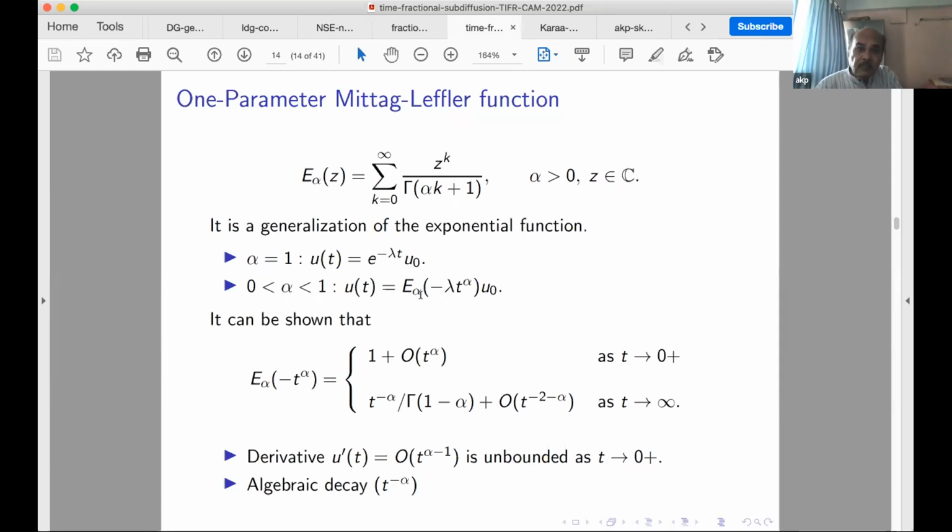So what is the behavior of this Mittag-Leffler function? As t tends to 0, this Mittag-Leffler function will behave like t to the power alpha. That means its derivative will have a singularity there. But at infinity, how does it behave? At infinity, it is algebraic decay. It is decaying algebraically.